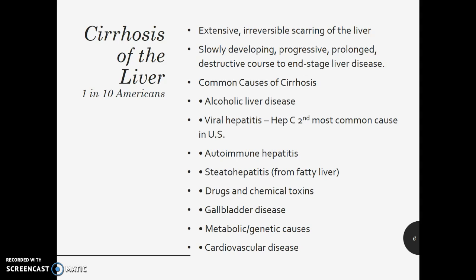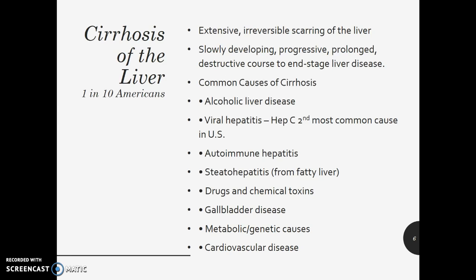So cirrhosis of the liver occurs in 1 in 10 Americans, so it's a fairly common disease. And it is extensive, irreversible scarring of the liver that has developed progressively over a prolonged course, and can move to end-stage liver disease over many years.